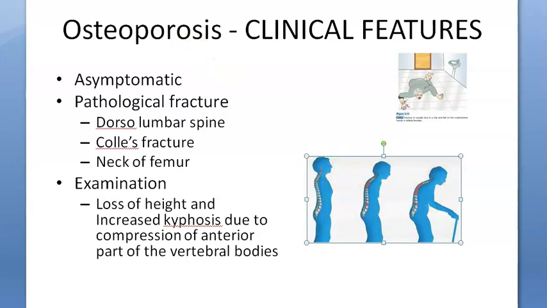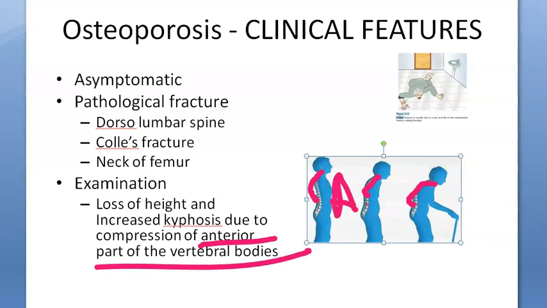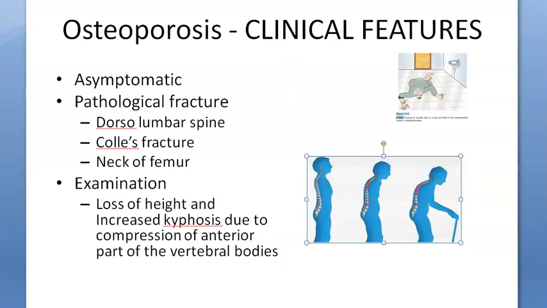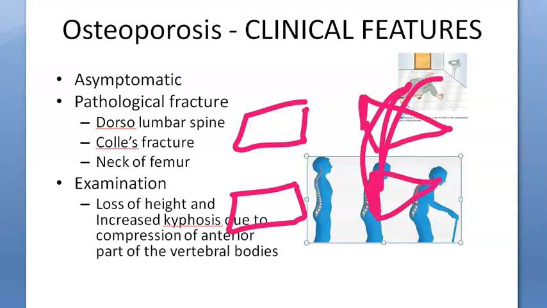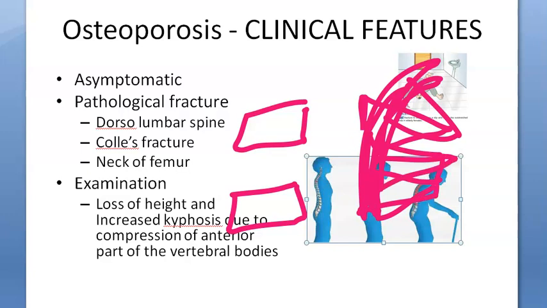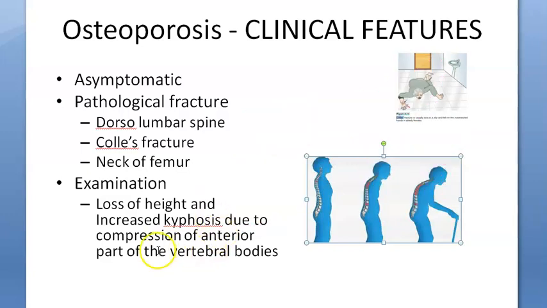Kyphosis is this one, right? This part of the curve is the kyphosis. So this is more, right? Why is all this happening? Because of compression of the anterior part of the vertebral bodies. Obviously when there is compression, let's understand this. There is something like this, and anteriorly it is compressing. So what will happen? If it is compressed like this, it will bend. So this is the kyphosis, increased kyphosis due to compression of the anterior part of the vertebral bodies.